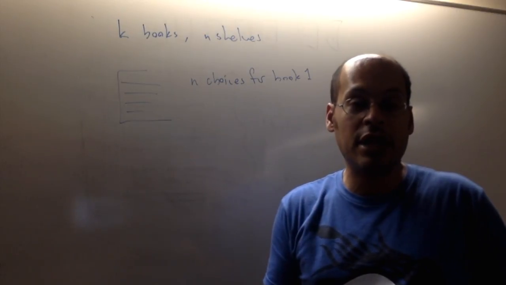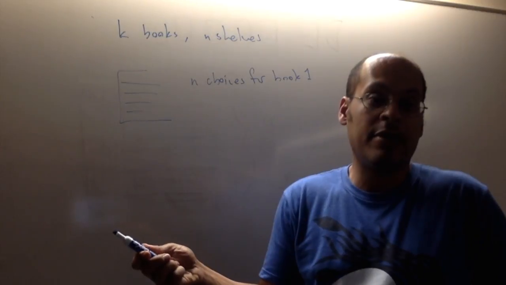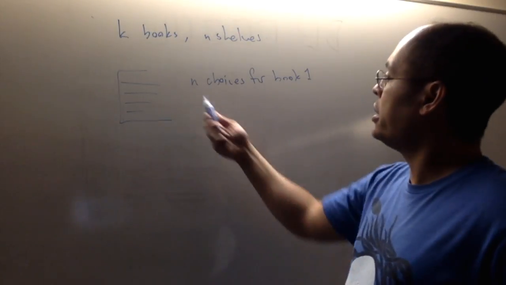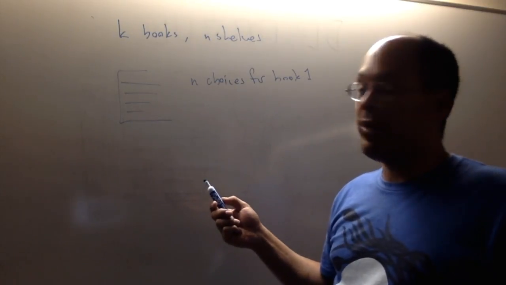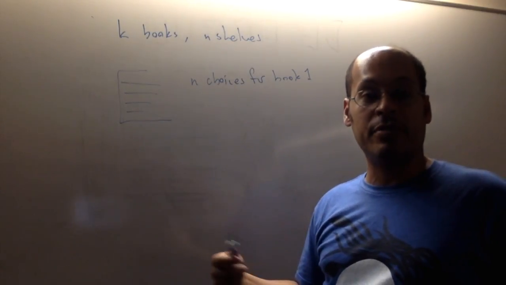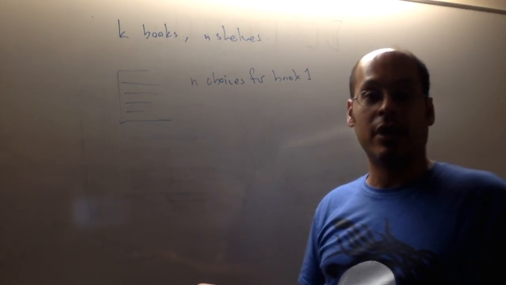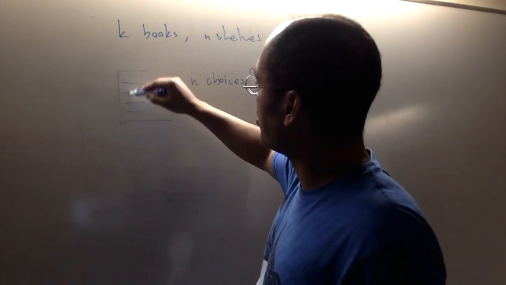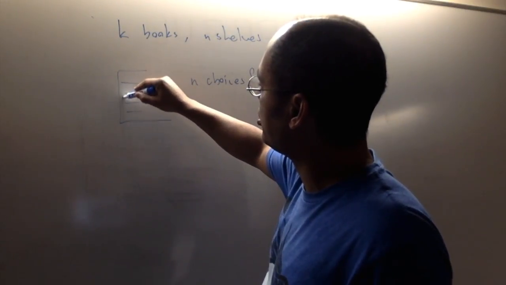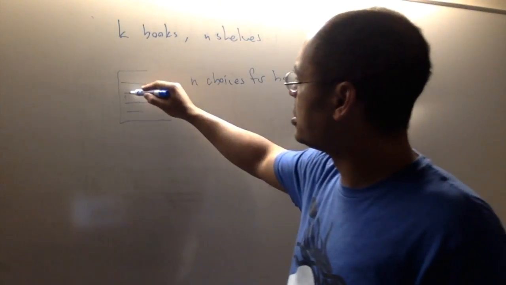Okay, so now for K books and n shelves, the first thing to observe is first put the first book down. How many ways are there to do it? There are n shelves, so there's n ways to place that book. And now the main observation is that every time you place a book down, the number of places that you can put a new book goes up by 1. So for example, the first time we place a book down, we have all these n different shelves. Let's say I place book number 1 right here.